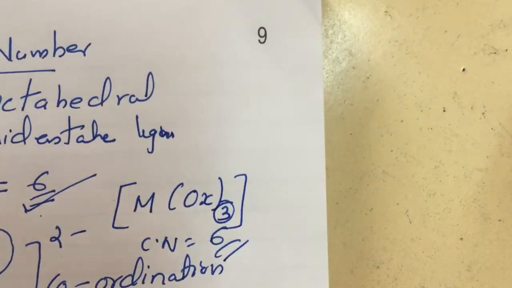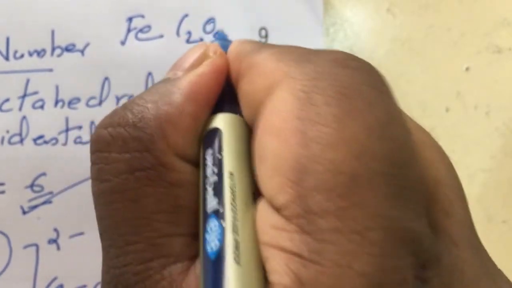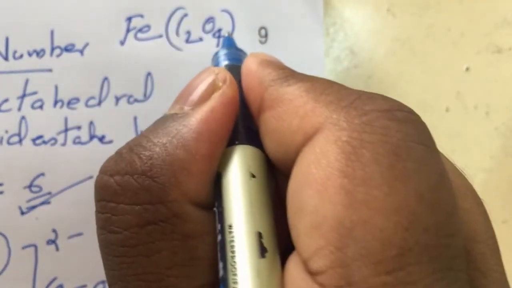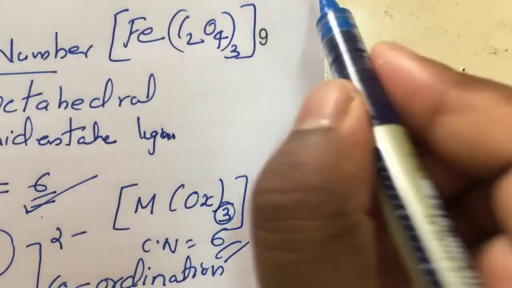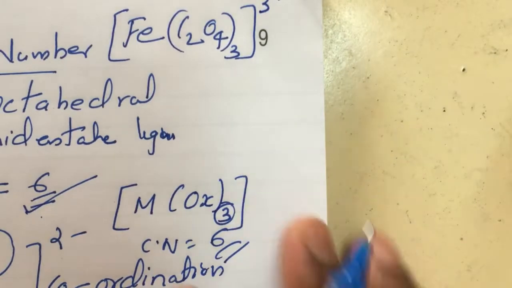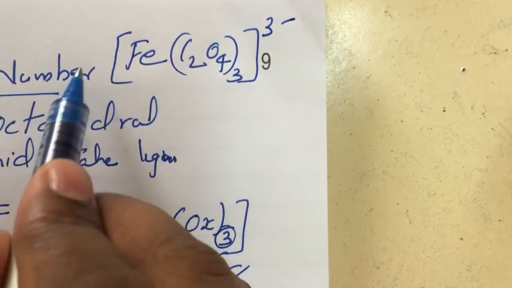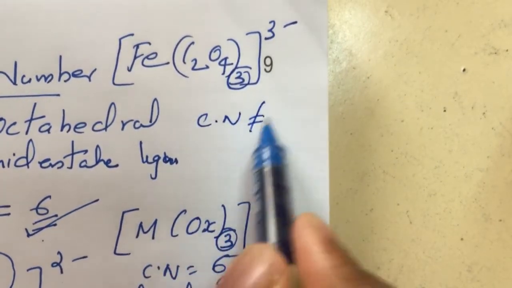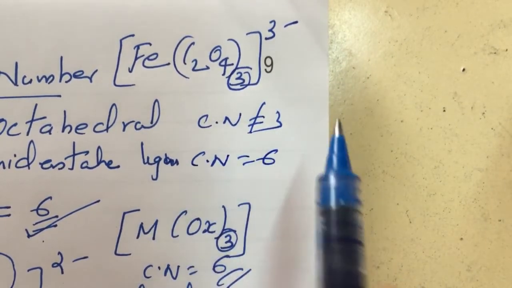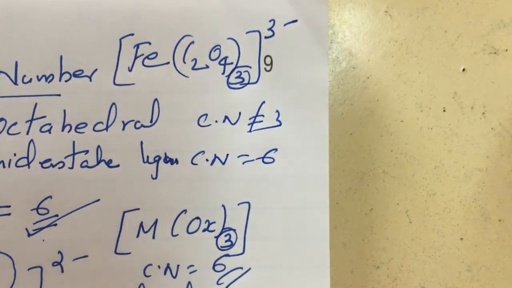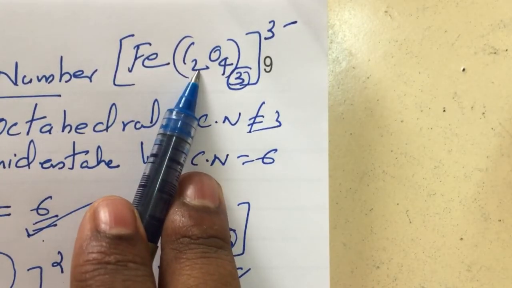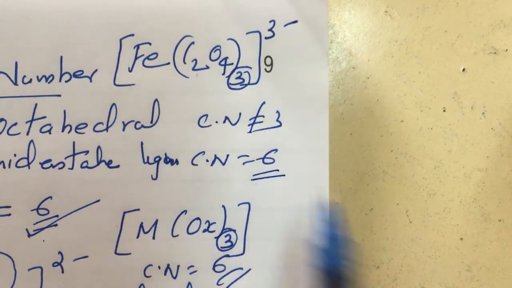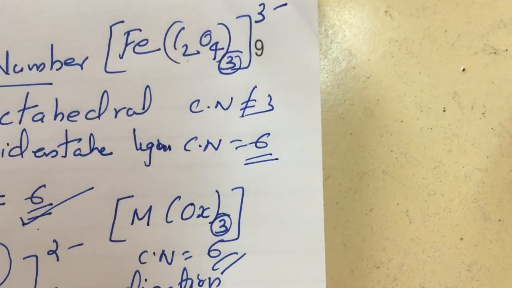Okay, I will give you one more example. Fe(C2O4)3 3 minus, or otherwise you can write K3 here. Both are correct. And here the coordination number is not equal to 3. The coordination number is equal to 6. Why? C2O4 is a didentate ligand. So double the number, 6. Okay. So that is the coordination number.